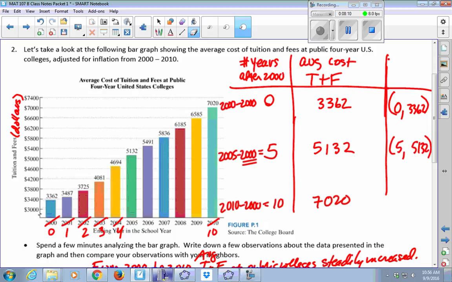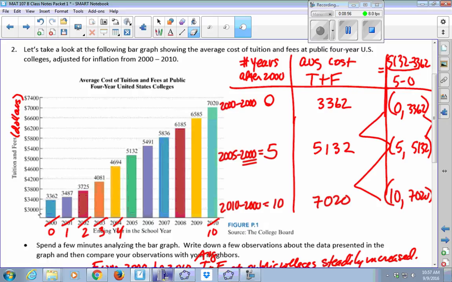So if this was linear, then the change in our independent variable, our horizontal variable, in this case our number of years, the rate of change between that, so let's say 5 take away 0, and the change between the tuition, 5,132 minus 3,362, that rate, which is a ratio, has to be the same if I picked the next 2 points here, 10 and 7,020.